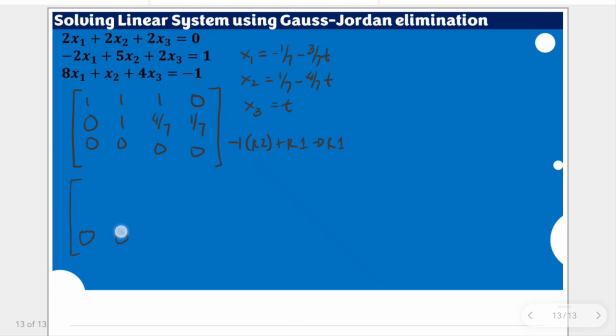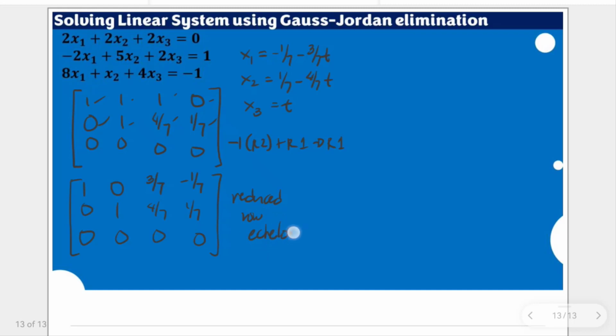The third row is still all zeros. The second row was not touched. The first row would be this. Negative 1 times 0 is negative 1, plus 1 is 0. Negative 1 times 1 is negative 1 plus 1, 0. And then we have achieved that. But we are not yet done. Negative 1 times 4/7 is negative 4/7 plus 1 is positive 3/7. Negative 1 times 1/7 is negative 1/7 plus 0. We have negative 1/7. This is now our reduced row echelon form.